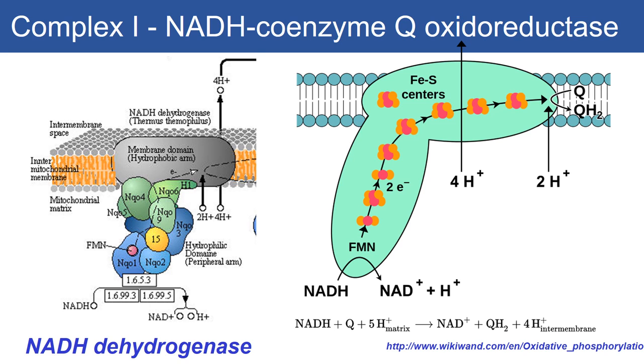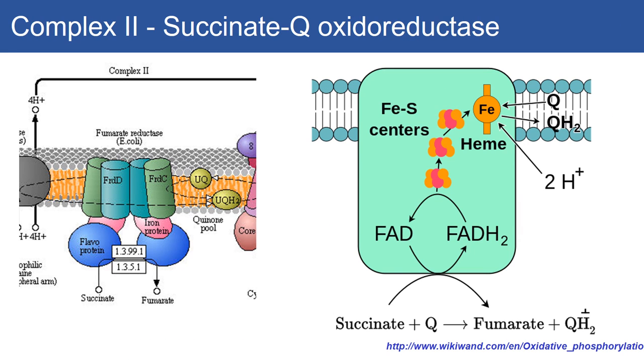So that's the general NADH dehydrogenase. You see the equation on the bottom. We're basically going to create 4 protons through complex 1. So 4 protons are pumped from the mitochondrial matrix side to the intermembrane space. All right, complex 2.